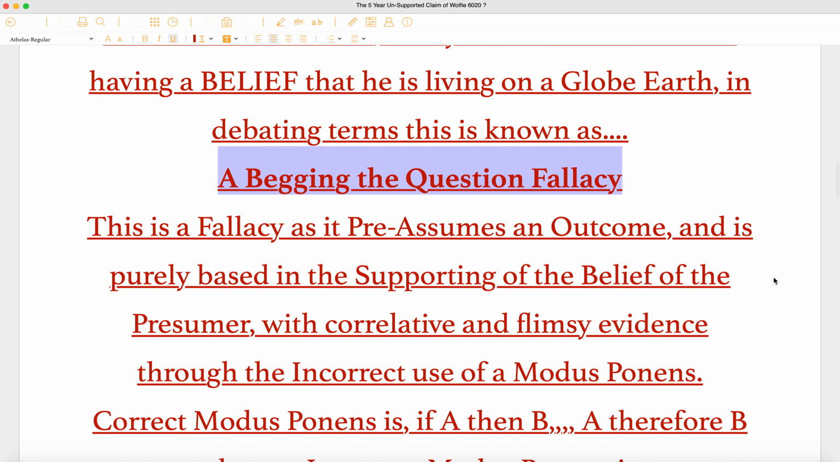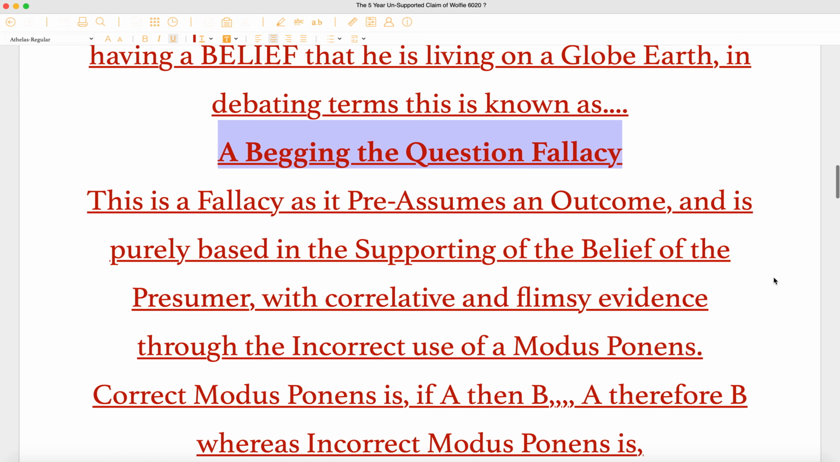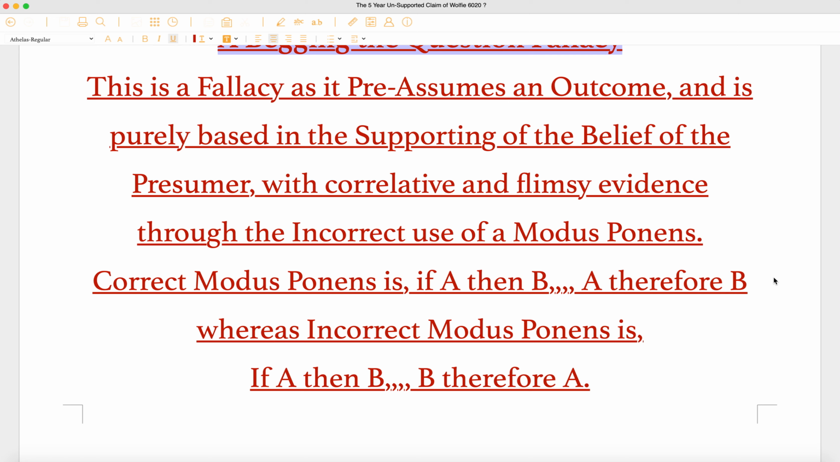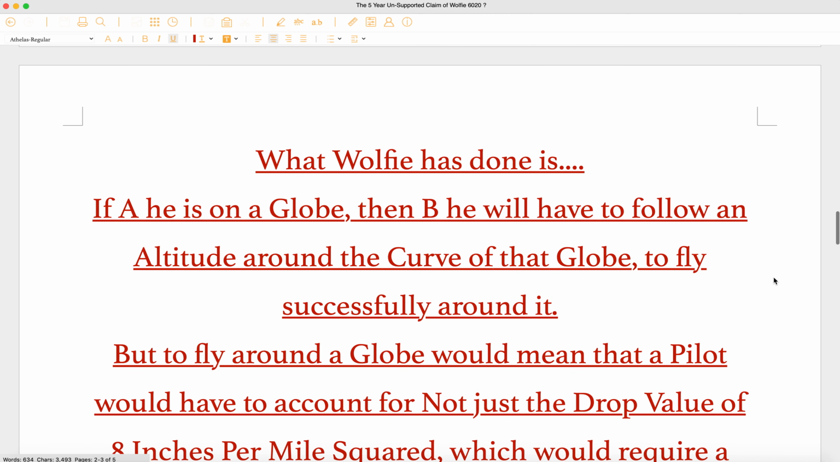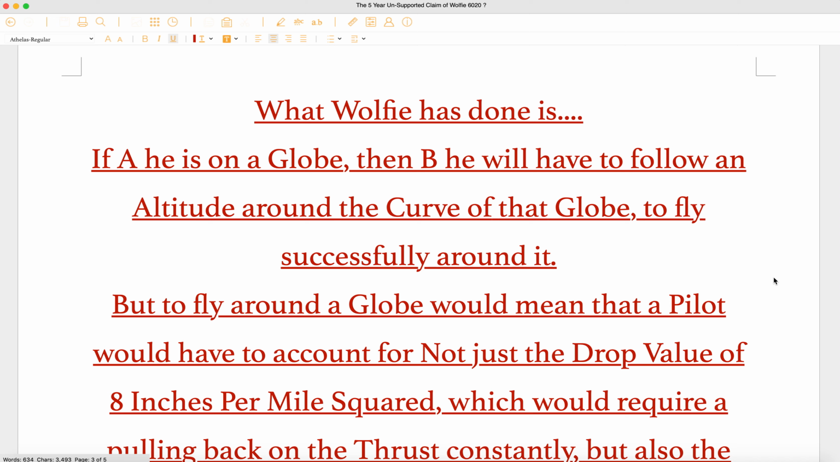This is a fallacy as it preassumes an outcome and is purely based in the supporting of the belief of the presumer, with correlative and flimsy evidence through the incorrect use of modus ponens. Correct modus ponens is if A then B, A therefore B, whereas incorrect modus ponens is if A then B, B therefore A. That's the incorrect. What Wolfie has done is, if A, he is on a globe, then B, he will follow an altitude around the curve of that globe to fly successfully around it.